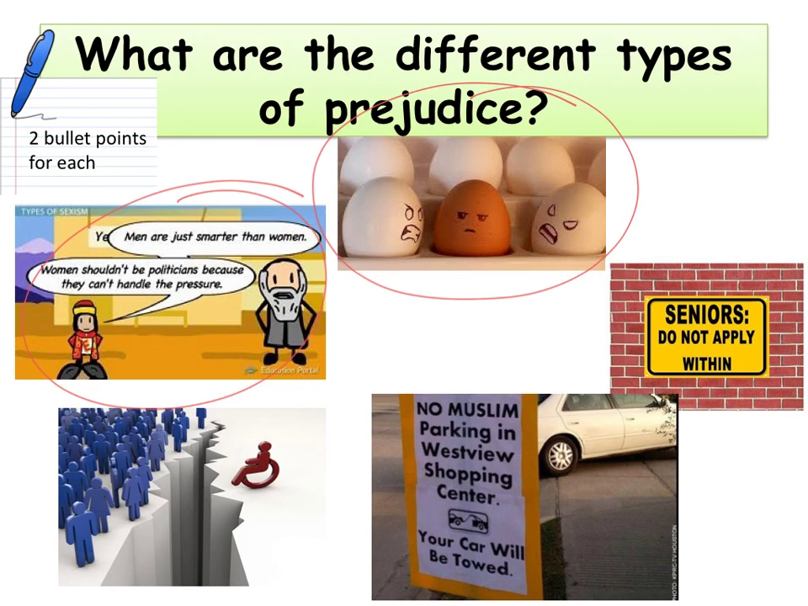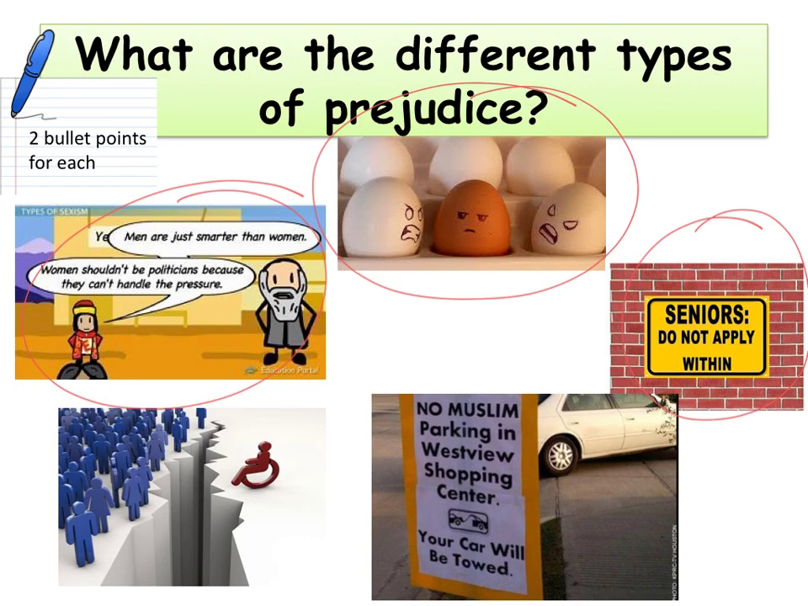The next picture that we have shows a sign saying seniors do not apply within. This is clearly an example of ageism. People are being discriminated against here because of their age. In this case, it's elderly people, but ageism can be just as much of a problem when it's experienced against teenagers or younger people. Just think about the way that some teenagers might be treated by security guards in shopping centres.